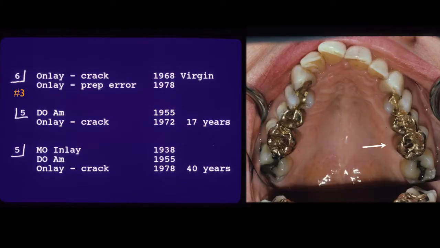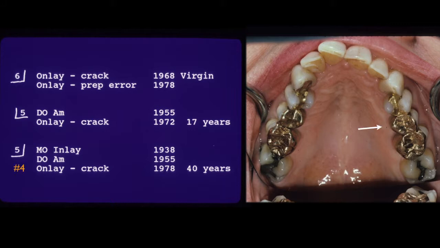Number 3 had an onlay because of a crack in 1968 as a virgin tooth. I did something wrong, so I had to do it over again in 1978. Margaret was 59 years old when that virgin tooth cracked. Many of these images are mirror images, so right and left can be confusing. Number 13 had a DO amalgam in 1955. The crack was diagnosed in 72, so 17 years after the original amalgam.